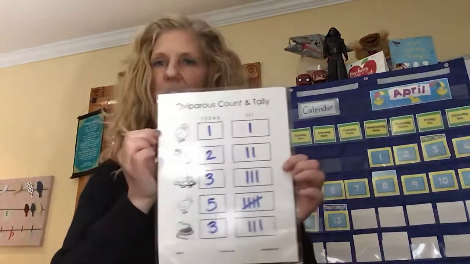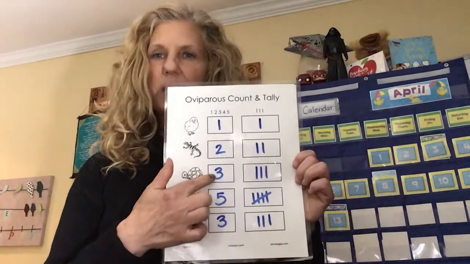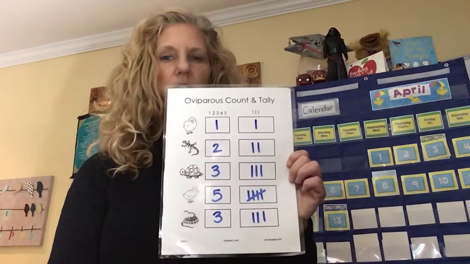Then I opened another egg and I found this animal, the turtle. The turtle comes from an egg. It's oviparous. How many turtles did I find? Let's count. 1, 2, 3. I found 3 turtles in that egg. So I went to my tally sheet. I put number 3 next to turtle and I made 3 tally marks for turtle.